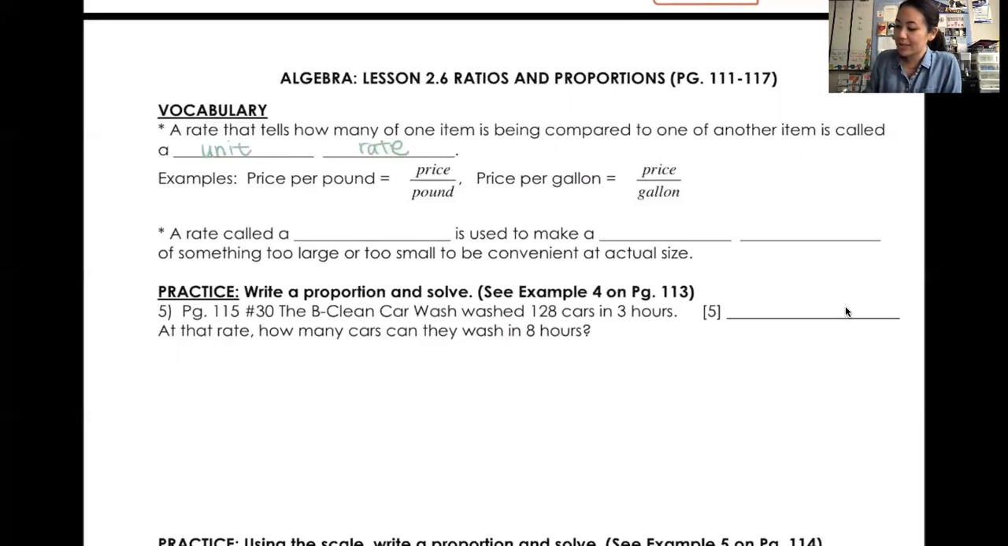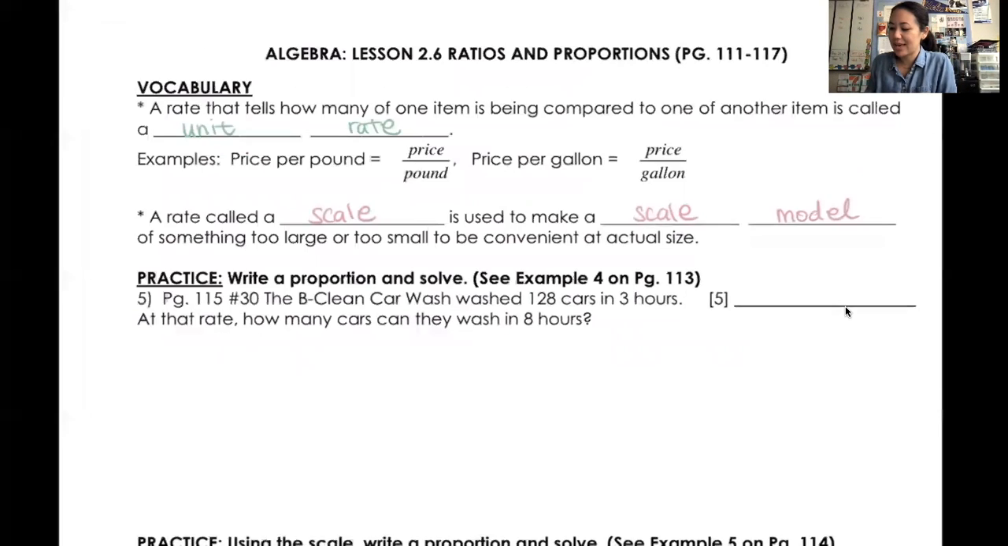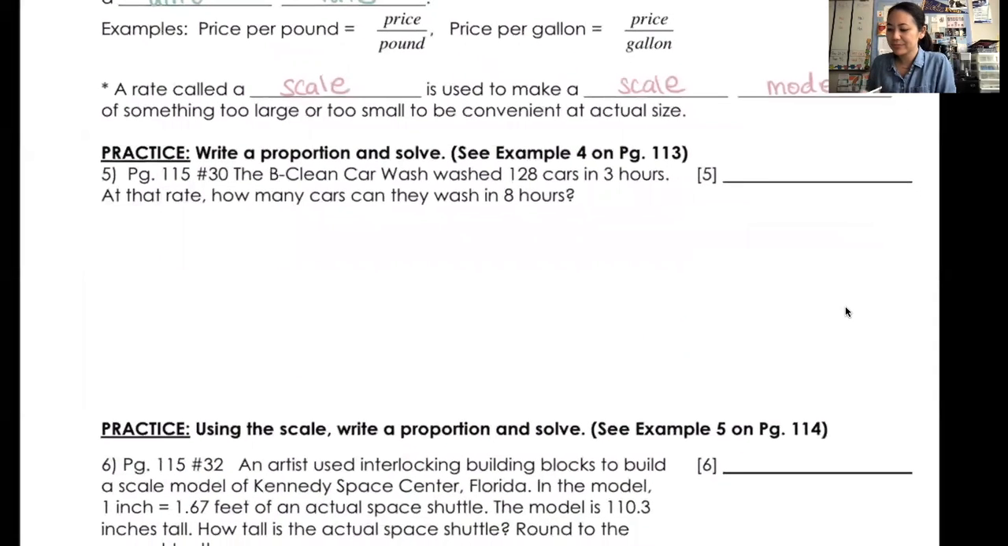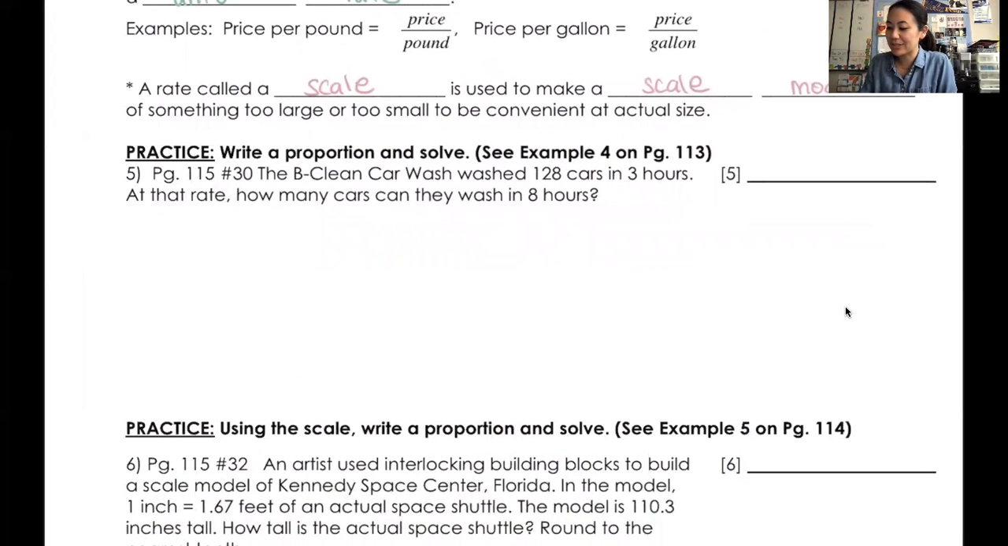Now, a rate is called a scale, and it's used to make a scale model if something's too large or too small to be convenient at an actual size. Maps do this. It tells you an inch is this many miles, things like that. So those are scales and scale models. Let's go ahead and practice using some of that.